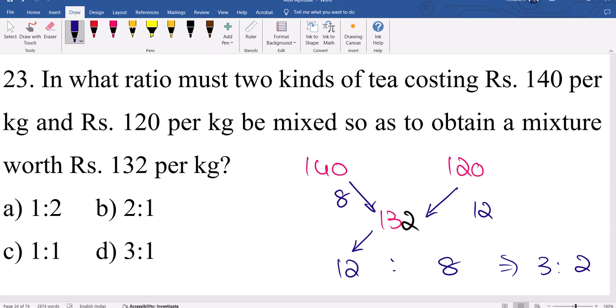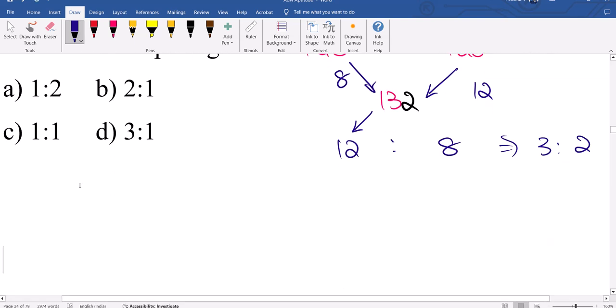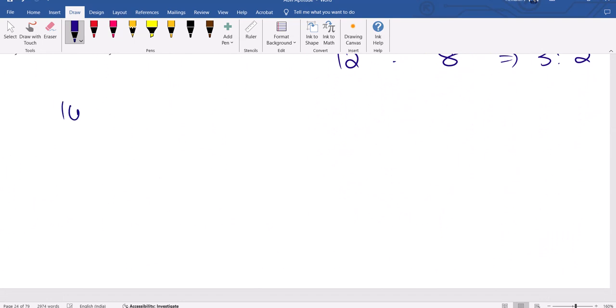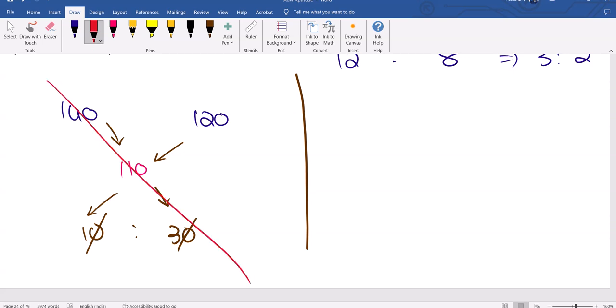The answer is 3:2. But guys, in the GATE exam they asked a question where the option is cannot be determined or data is wrong. Let's say I am giving a simple question now. Suppose you have a first variety of 140, second variety 120. I need to mix these two, and I want 110. What's your answer? 140, 120 I have to mix, I want 110. What is the difference? 10. This difference? 30. 1:3 is given in the options, but this is not possible.